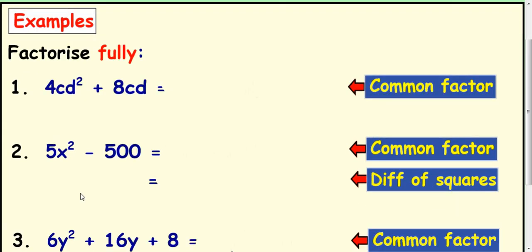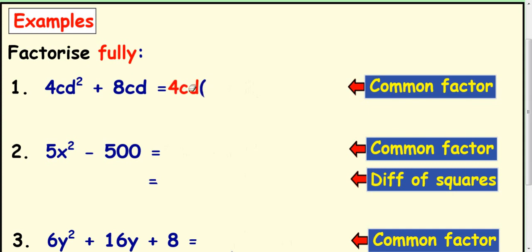So I'm going to give you 6 examples here, just random examples. They're a combination of different things. So what we have to do first is always look for a common factor if we can. So in question 1 here, we've got 4cd squared plus 8cd. So I'm going to check for my common factor. Now I can see that 4 and 8 both divide by 4. There's also a c and a d common to both bits, so I can take a 4cd out of this.